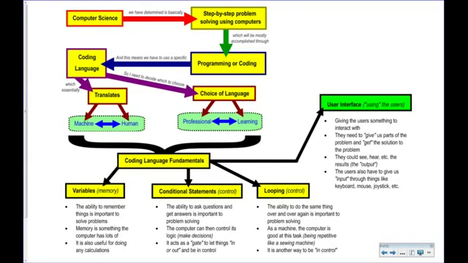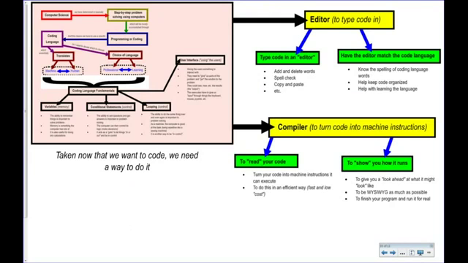Okay? Taking all that as a given now, we now want to code and we need a way to do it. So in writing code, there are two big parts to making code happen. One is just a basic editor. Okay, we're not going to hand write code. So you know you're going to have to type the code.